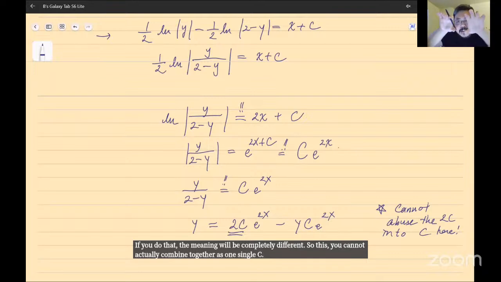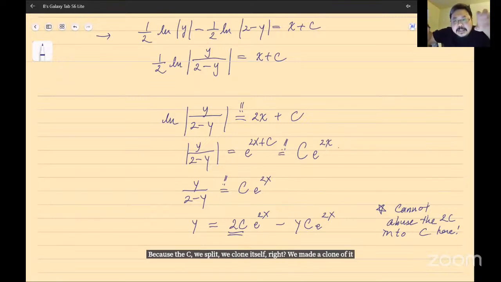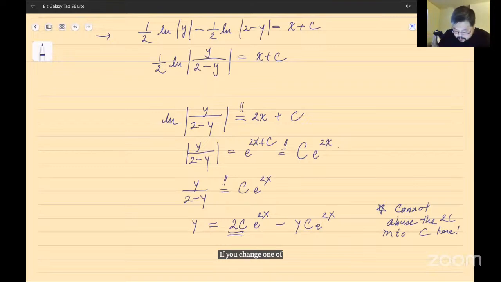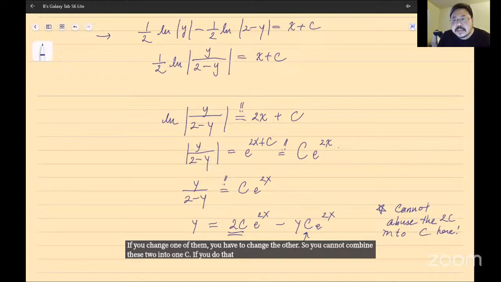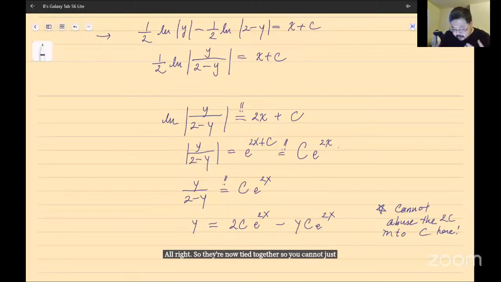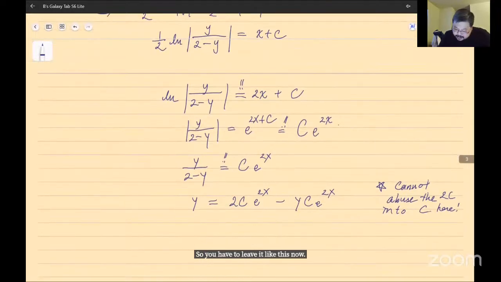Because the c cloned itself, right? We made a clone of it, and now they're tied together. So if you change one of them, you have to change the other. So you cannot combine this 2c into 1c. If you do that, then you need to make the c into c over 2, right? So they're now tied together, so you cannot massage one but not the other. So you have to leave it like this.